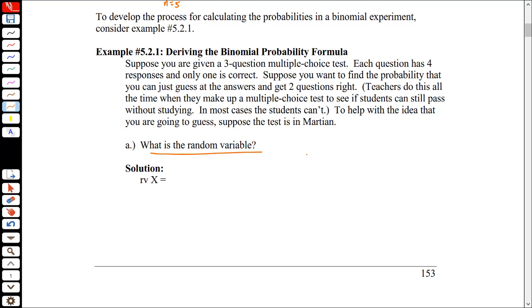Let's first answer, what is the random variable? The random variable isn't like A, B, or C, the actual responses that we have in the test. A random variable has to be a numeric measure of the outcome of a probability experiment. So I have to have some number. Since we're interested in whether or not we get 2 questions right, we're going to let our random variable be the number of questions correct.